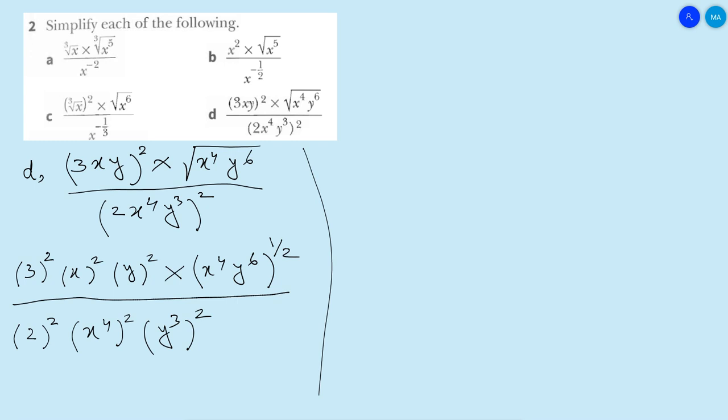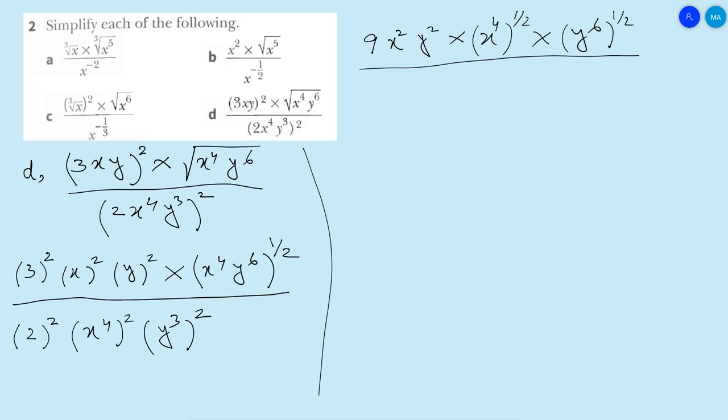Okay, 3 square is 9. 9, x square is x square simply, y square is y square, multiplied by, apply this power 1 upon 2 on each and every number in the bracket. So x^4 into 1 upon 2, into y^6 to the power 1 upon 2, upon 2 square is 4. Power to the power is multiply, x^4 to the 8, y power to the power is multiply, 3 to the 6.